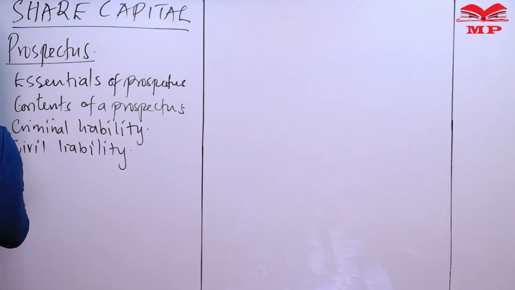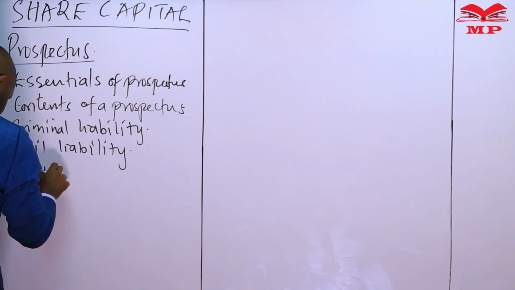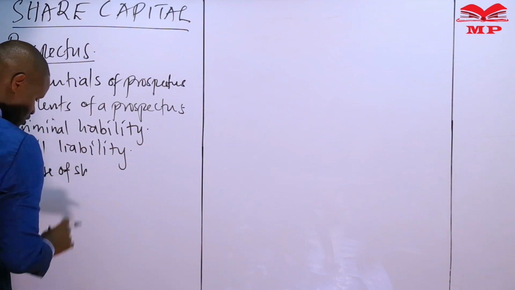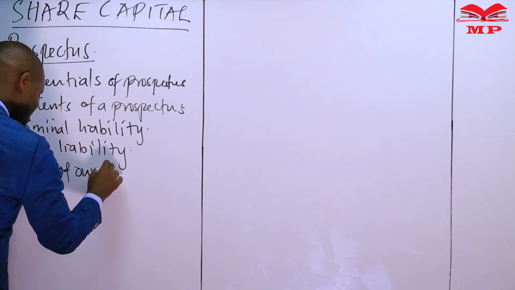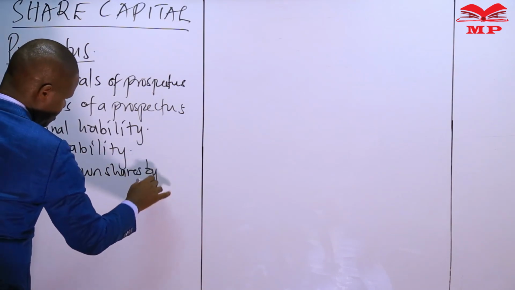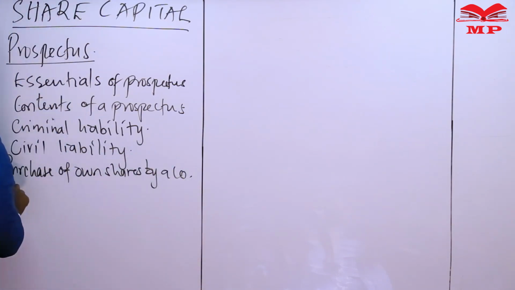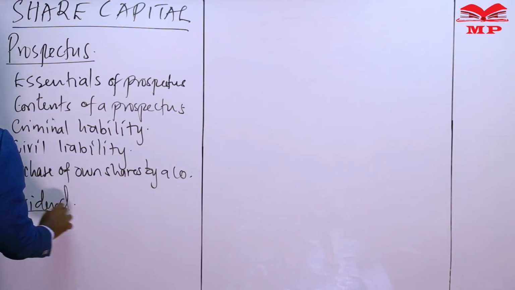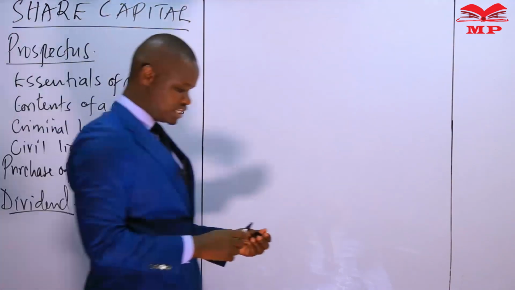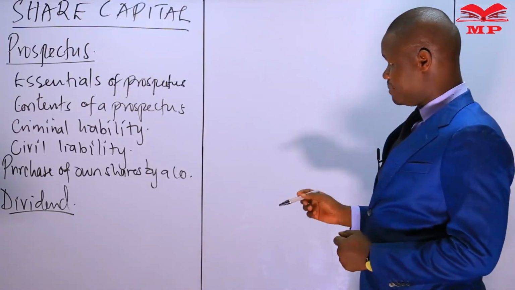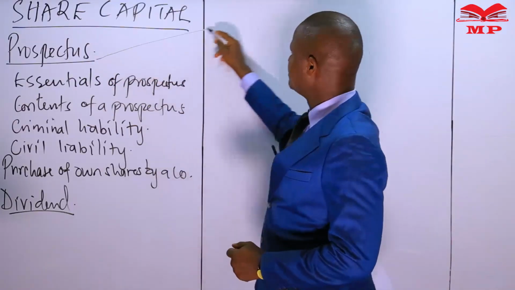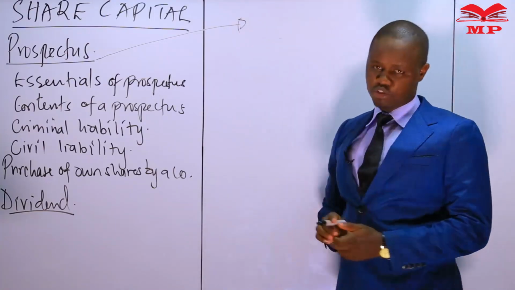Then I also intend to look at the purchase of shares, the purchase of own shares by a company. Then finally, we shall look at payment of dividend and the dividend rules or rules relating to the payment of dividends by a company. So let's begin by where we want to describe or define a prospectus.